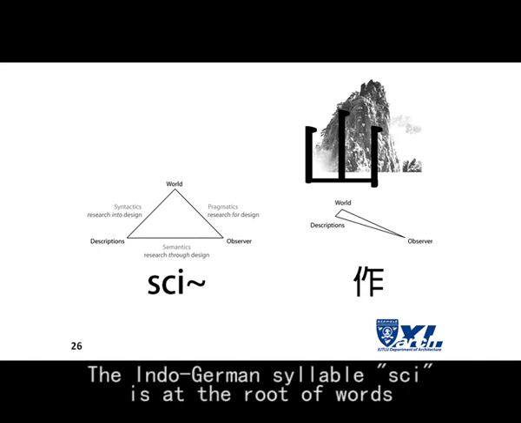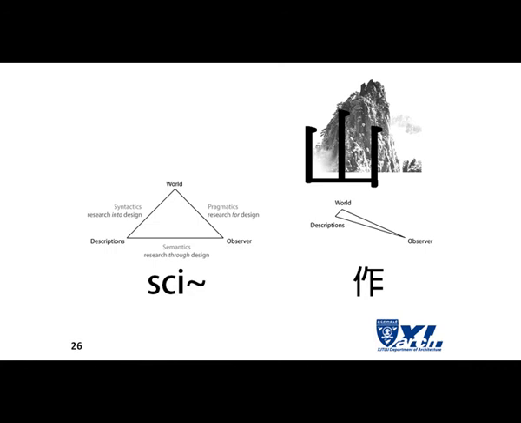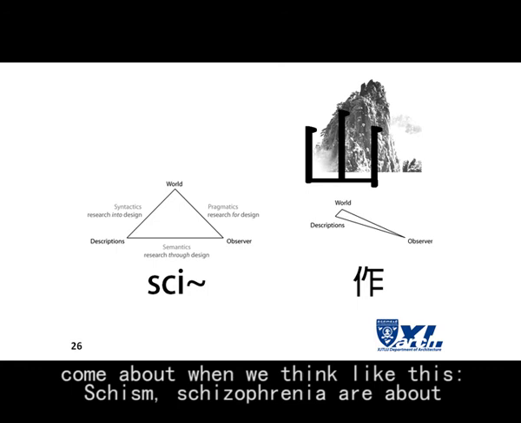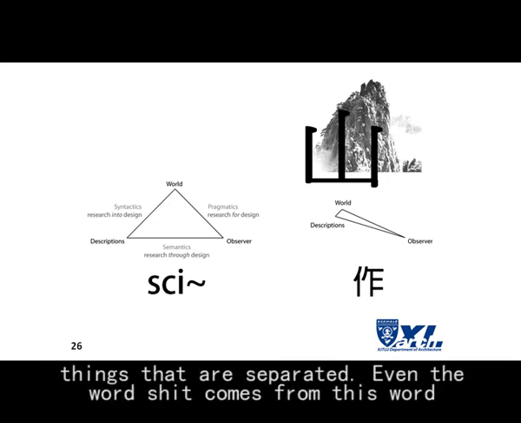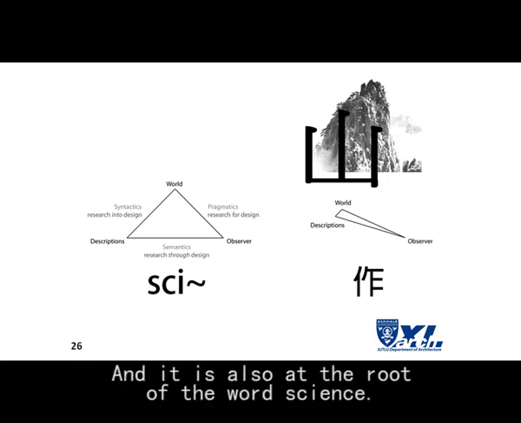So the Indo-German syllable ski is at the root of words that denote separations. That denote the relationships that come about when we think like this. Schism, schizophrenia are about things that are separated. Even the word shit comes from this word because that's what we separate from ourselves. And it's also at the root of the word science.